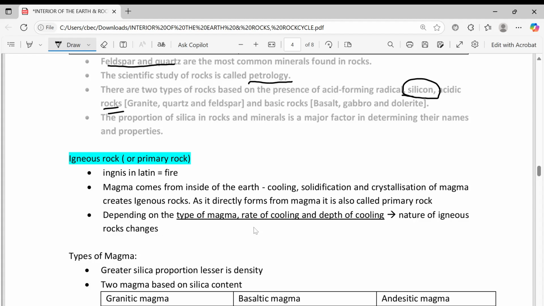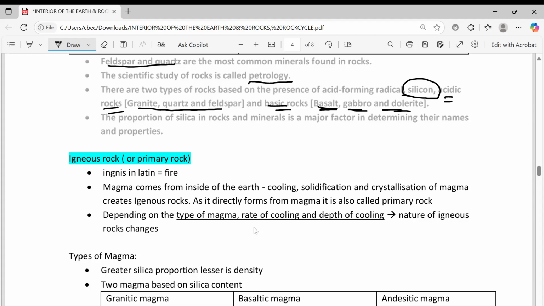Based on silicon, we have two types of rocks. One is acidic rocks, the second one is basic rocks. Acidic rocks include granite, quartz, feldspar. Remember these examples. Basic rocks include basalt, gabbro, dolerite.